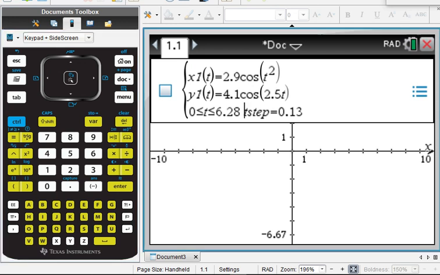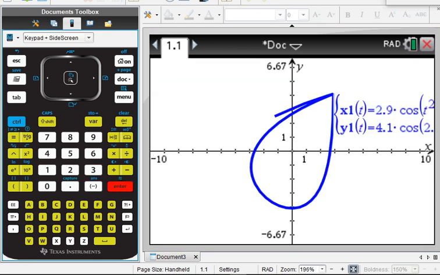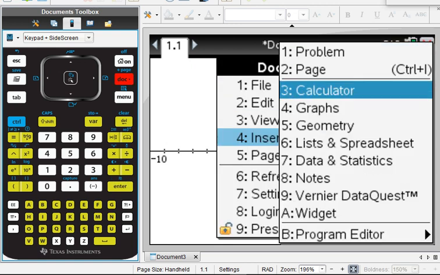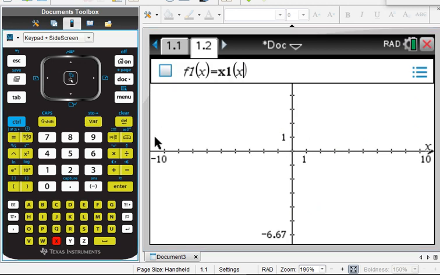And then change this from 0 to 6.28, delete that, make it 0 to 3. There we go. So again, this isn't the graph of position, this is a graph of our two different velocities together. And then doc, insert another graph, and this one again we can just go var x1 of x.